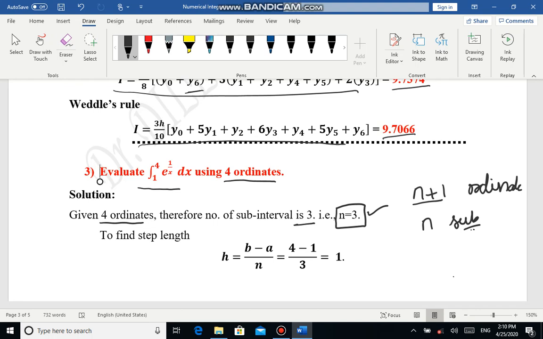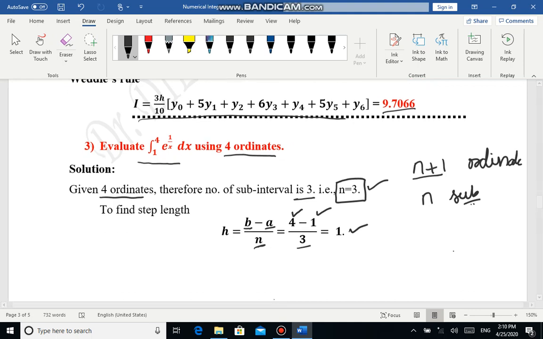To apply Simpson's 1/3 rule, n is a multiple of 2. To apply Weddle's rule, n is a multiple of 6. But here n is a multiple of 3, so we can't apply those two cases. We need to apply Simpson's 3/8 rule. Before that, we need to find the step length and the values of x and y. To find the step length, as usual, the formula is upper limit minus lower limit divided by the number of subintervals. If we substitute the upper limit as 4, the lower limit as 1, and the number of subintervals as 3, you will get the step length as 1.